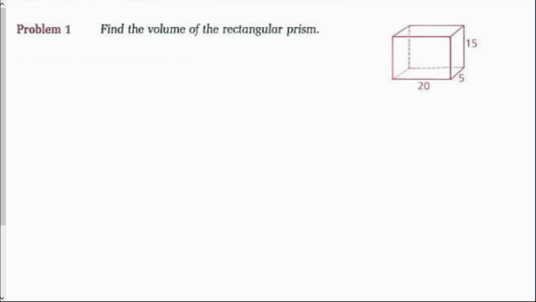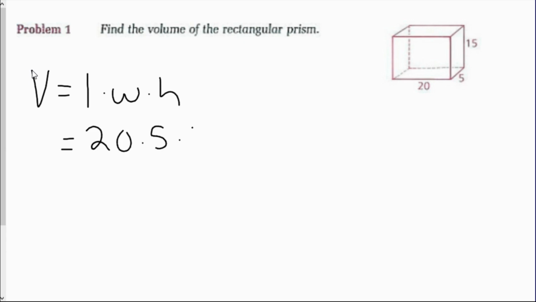Now, using these formulas in some sample problems, I want to find the volume of a rectangular prism. So I have this rectangular prism with dimensions 20, 5, and 15. Again, volume of a rectangular prism is L times W times H. Plugging in my length, my width, and my height, I would have 20 times 5 times 15, which would give me a total volume of 1,500 units cubed.